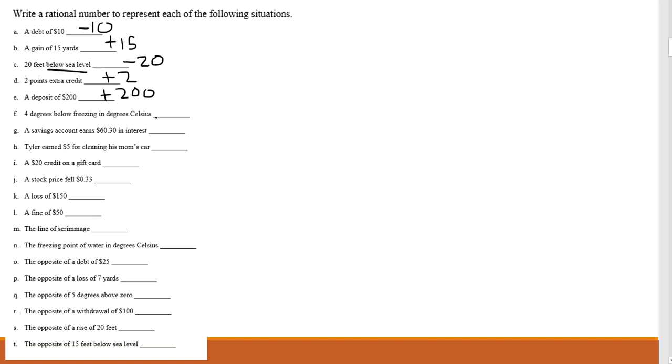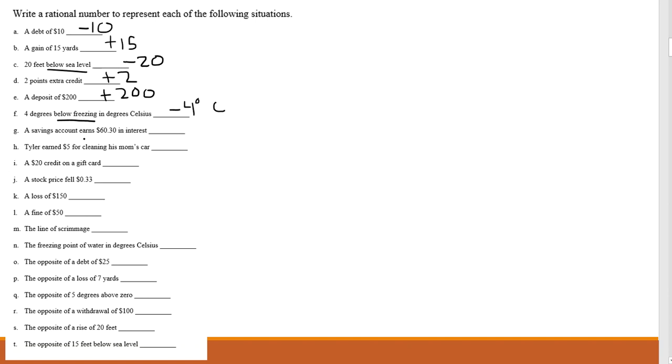So that would be positive 200. 4 degrees below freezing in degrees Celsius. So if we are below freezing, that's going to be represented by a negative integer. So 4 degrees below freezing in degrees Celsius.